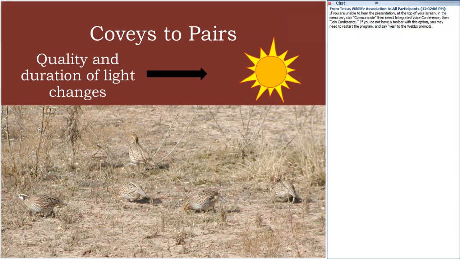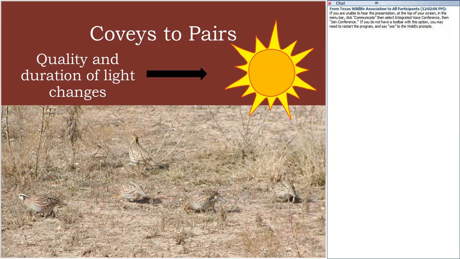Let's think about what exactly is going on around this time, around the start of March, that is prompting changes in our quail. One of the most important factors here is that the quality and the duration of light is changing during this time. And we as people can, of course, observe this as well. We see that the days get a little bit longer, and we also tend to perceive that the sunlight seems to get a little bit more intense. And the quail are perceiving those changes just like we are.